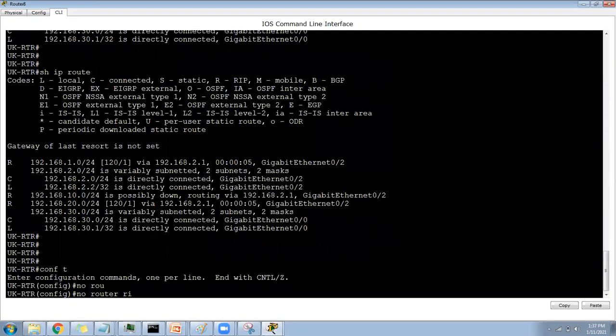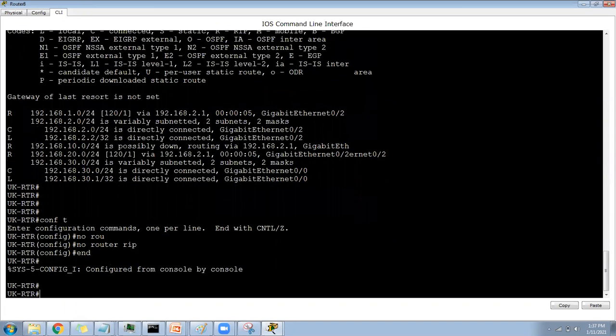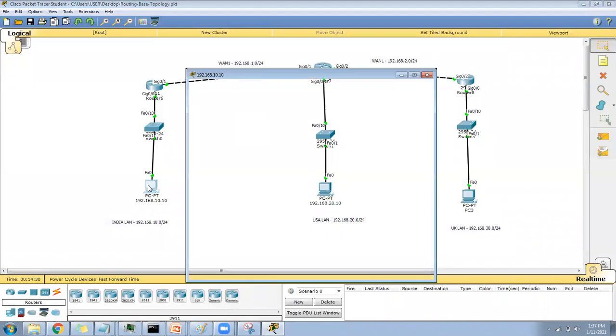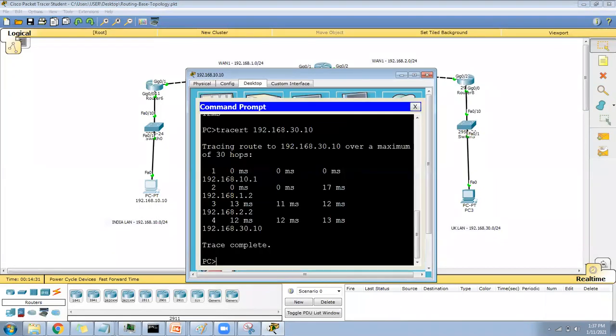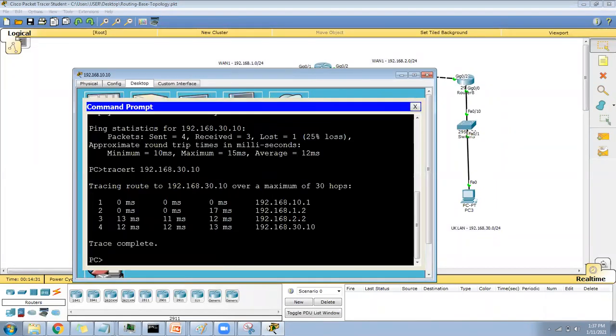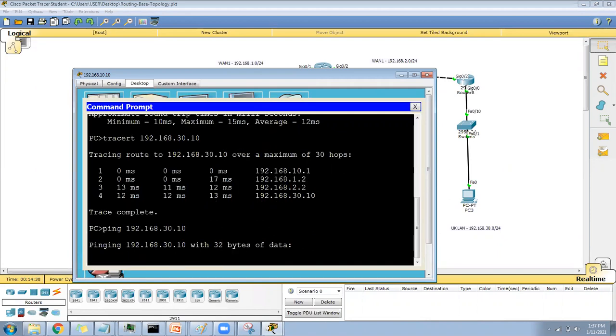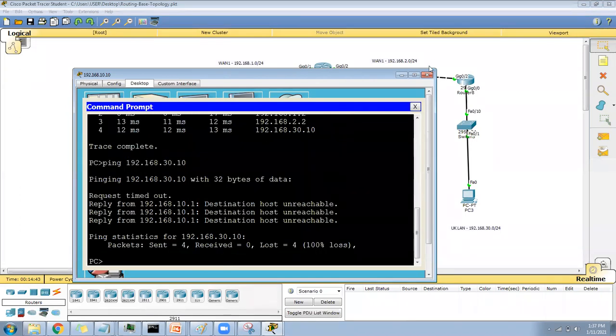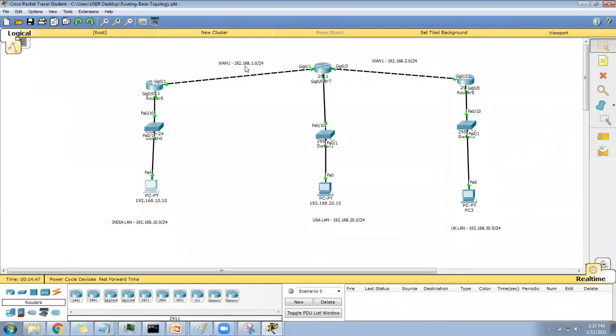And here I will go router RIP. Now see what we did. We just removed the RIP configuration. So are you still able to ping? No, because you see destination host unreachable. So it means that this router doesn't have a route for this.